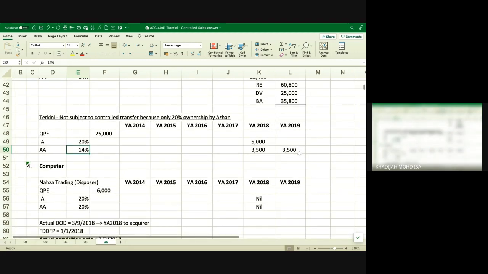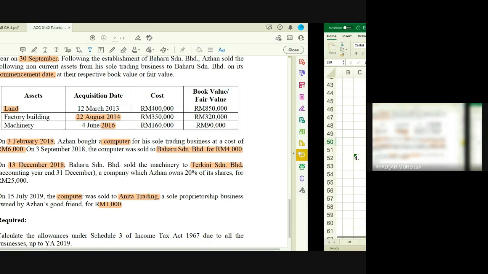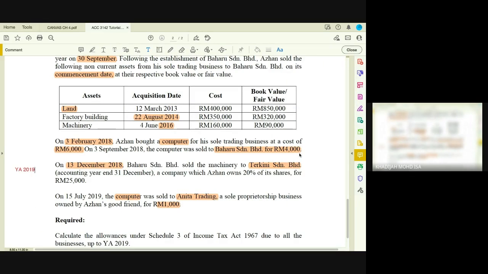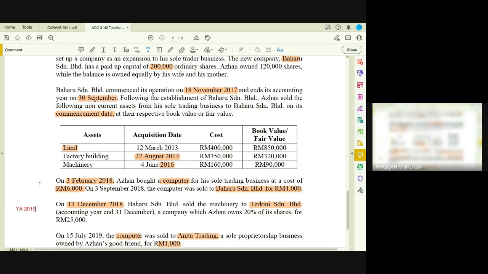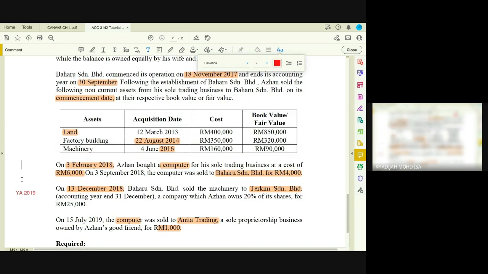Okay. And then we have the other asset, which is a computer. Nahza bought a computer for the sole trading business. So the sole trading is Nahza Trading. That cost you 3,000. You bought it on 3rd February 2018. Again, what YA is this? Nahza's year end is 31st December. So this is YA 2018.